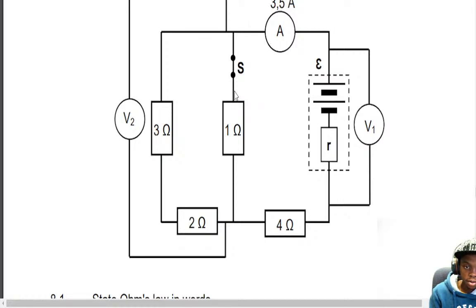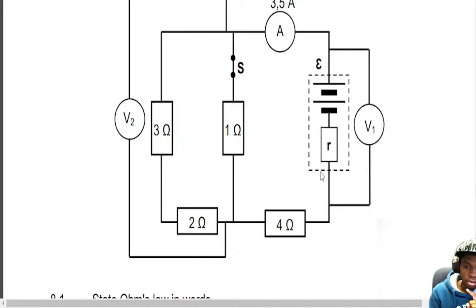If the ammeter was placed here or anywhere here, we would say it's the current for the 3 ohm and the 2 ohm, or for the 1 ohm. But because it's placed here, this is the current for the total circuit.